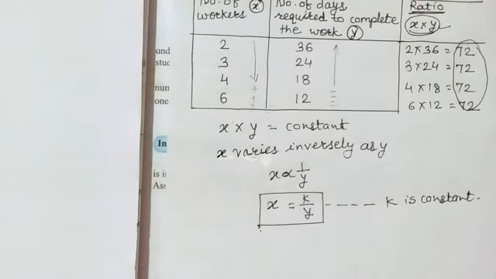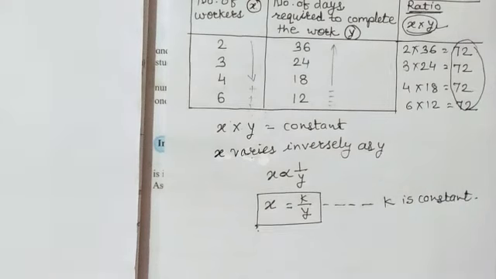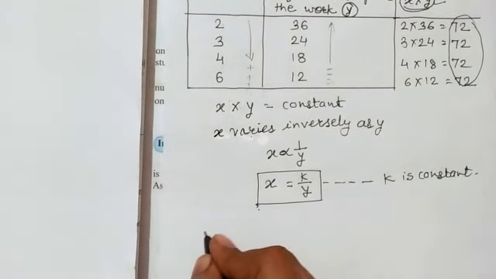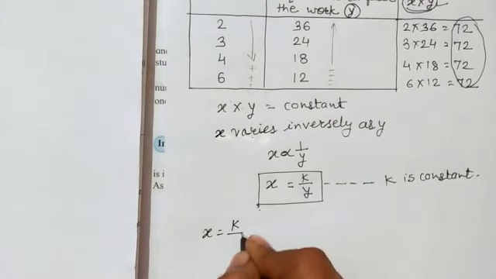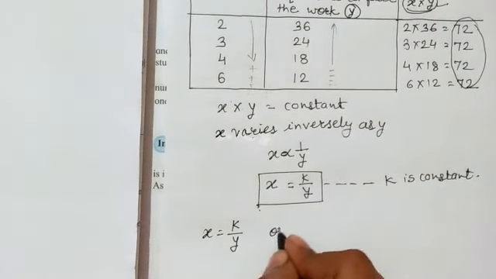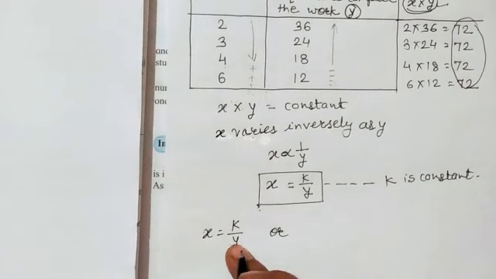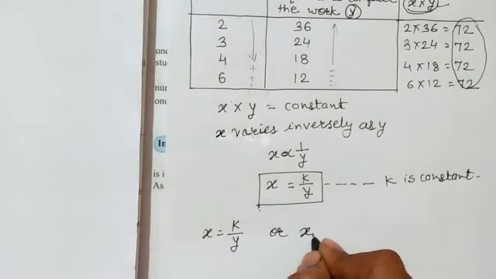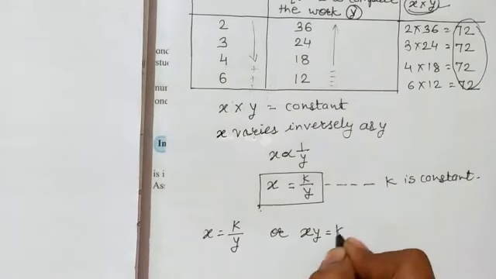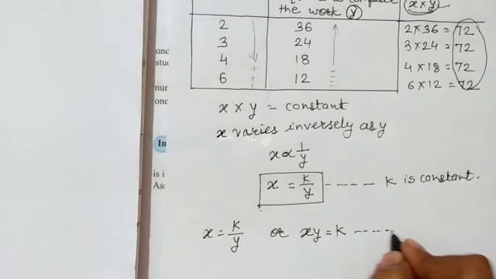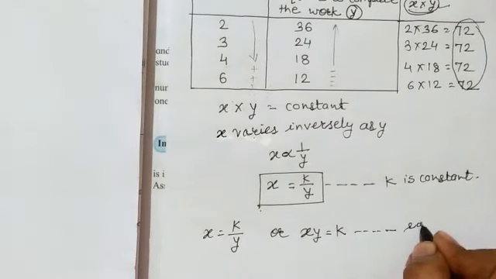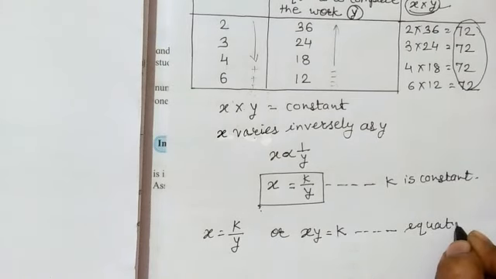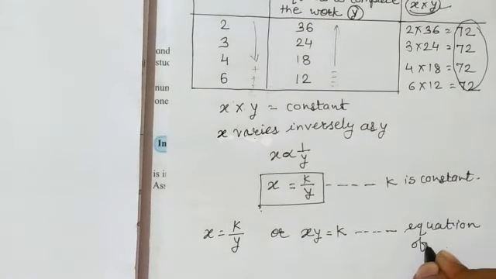So this is the main equation. But this will be written in two ways. That is, x is equal to k upon y, or this y is dividing here, so it will go this way. So in the multiplicative format, if we write, then x into y, it means xy is equal to k. These two are the equations of variation.